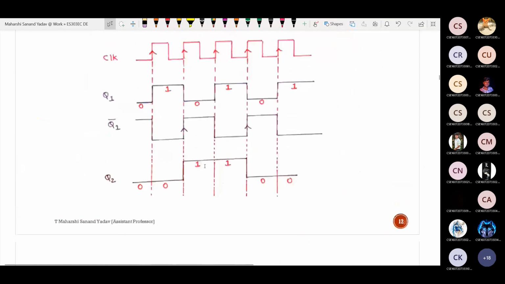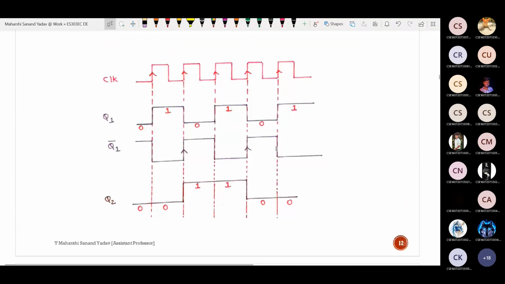So can anyone see this waveform and explain now? For positive edge trigger timing diagram. In the exam, they specifically ask to draw the timing diagram. What is the least significant bit here now? Q1 bar or Q1? Q1. So Q1 will be the least significant bit and Q2 will be the most significant. Okay, Rishika, explain.